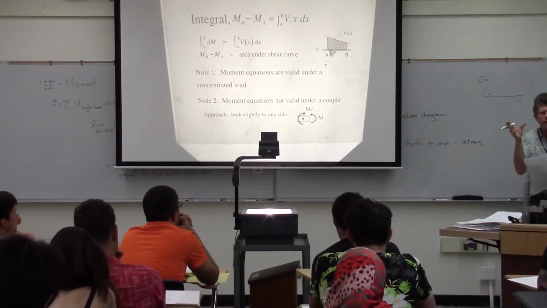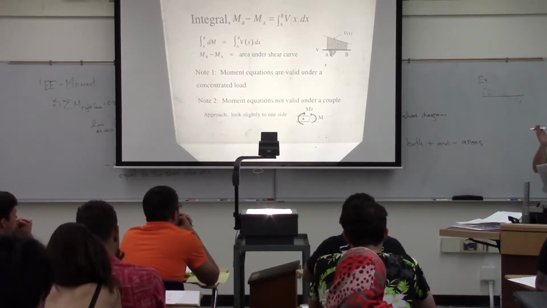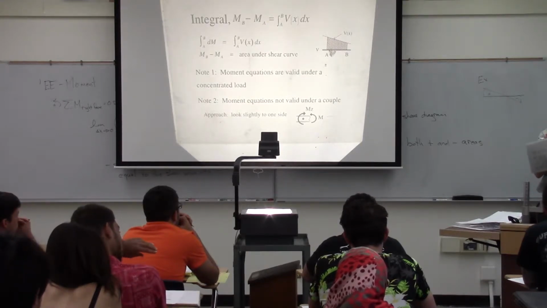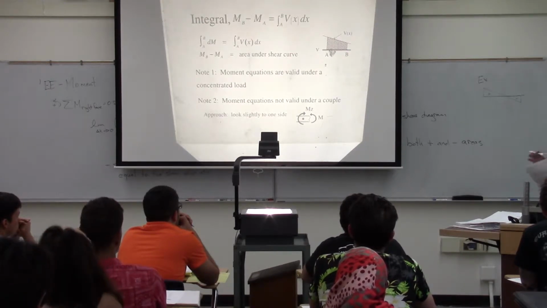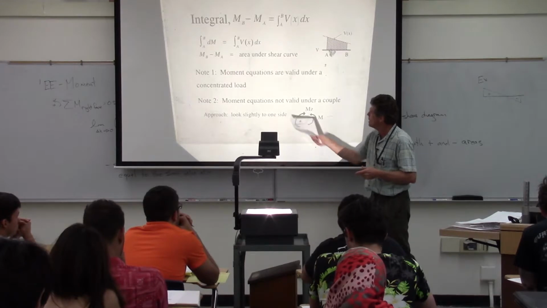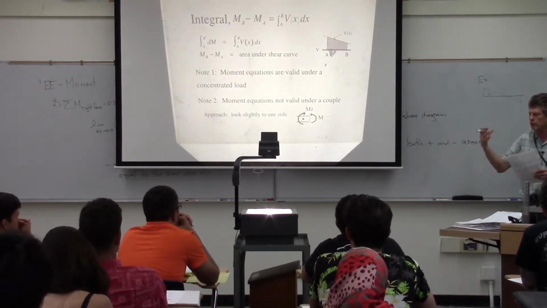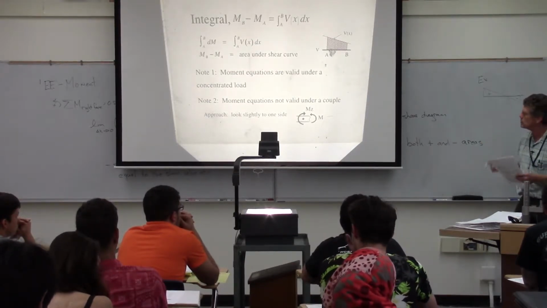Moment equations happen to be valid under concentrated loads, and we saw that with the equilibrium approach. When we went past that concentrated load, it's going to participate in the moment equation, but if the moment arm is 0 to start off with, it's not going to participate until we get some distance away from it. That's consistent with what we saw in the equilibrium approach. The one problem we do have is a concentrated couple, which we have to treat like we did a concentrated force in shear: look at one side and then jump over to the other side.